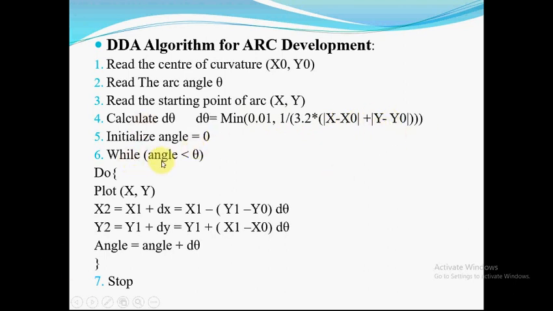Initialize the angle to 0. While angle is less than theta, do plot, that is, put pixel x and y here. x2 = x1 + dx = x1 minus (y1 minus y0) d theta, and y2 = y1 + dy = y1 + (x1 minus x0) d theta. This is called the incremental calculation of x2, y2. Now angle = angle + d theta. You repeat this until completion of the angle, while angle is less than theta, and then stop.